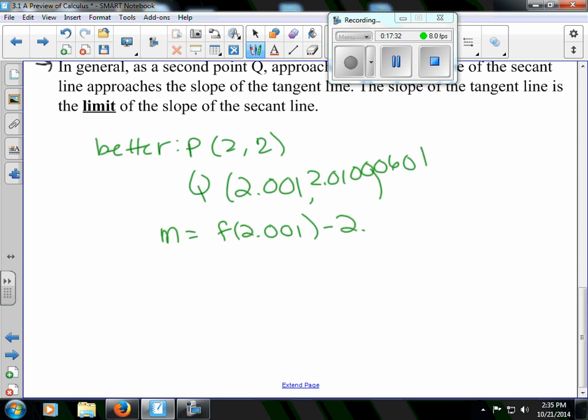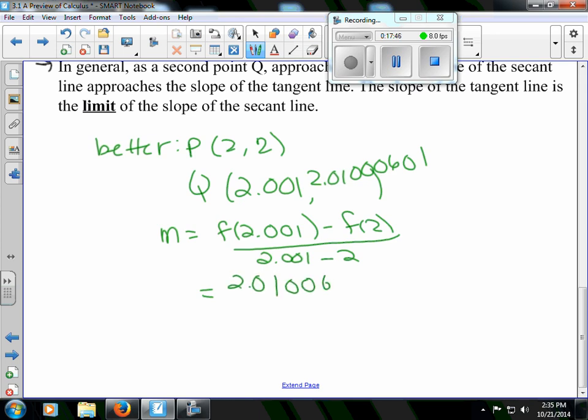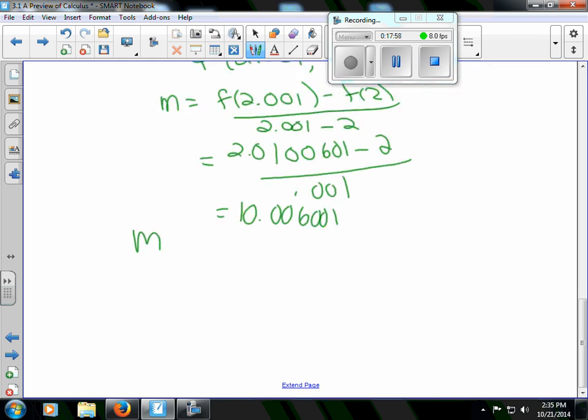And then when I find my slope, using the change in y values, that should be f of 2. I get 2.0100601 minus 2 over 0.001. This value is 10.006001.